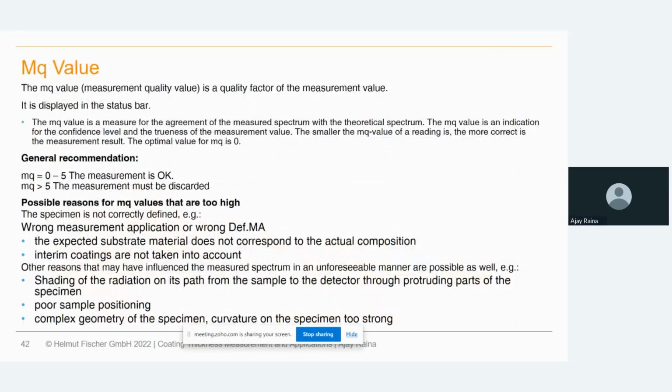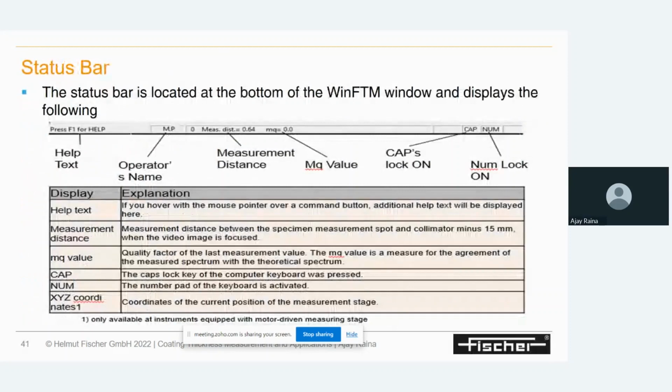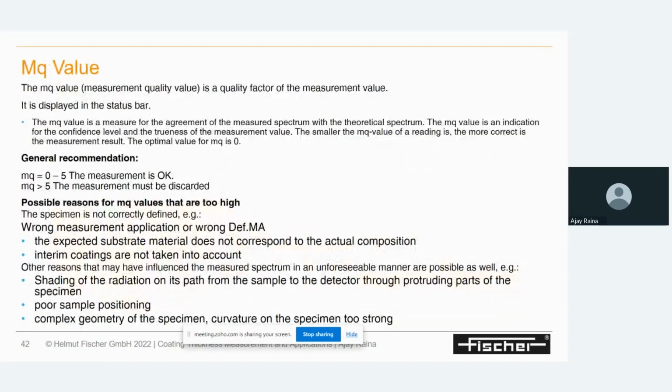The main important part in the toolbar is the MQ value. The MQ value is actually the measurement quality value. Normally we recommend that when you check the sample testing, you can see from the image also, if your values are coming in the 0 to 5 range, this means the measurement is perfectly okay.